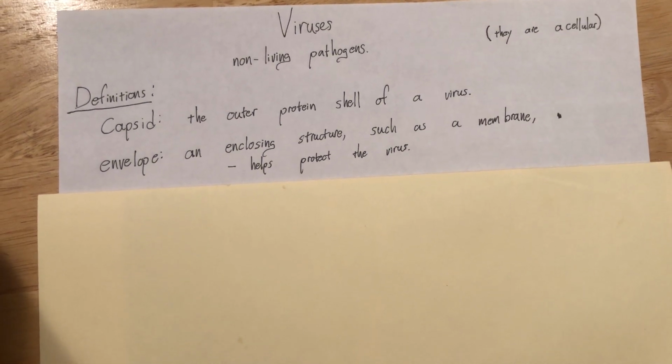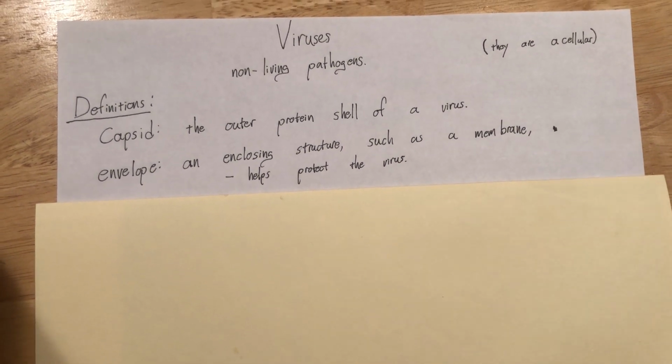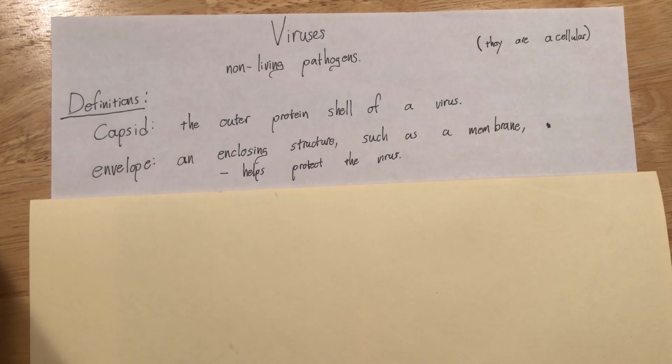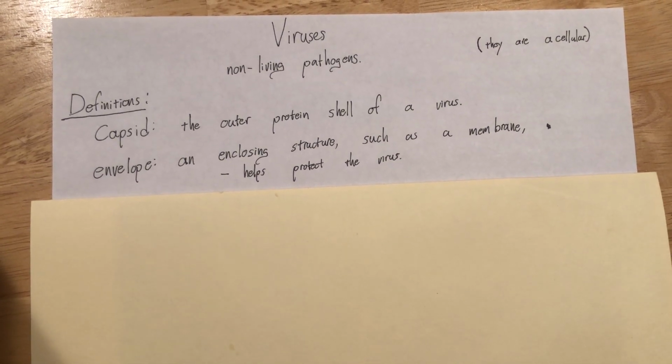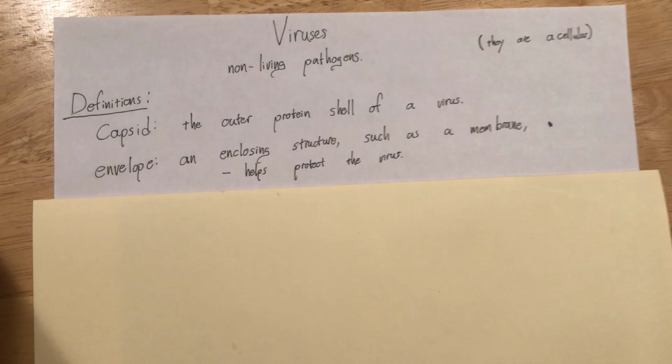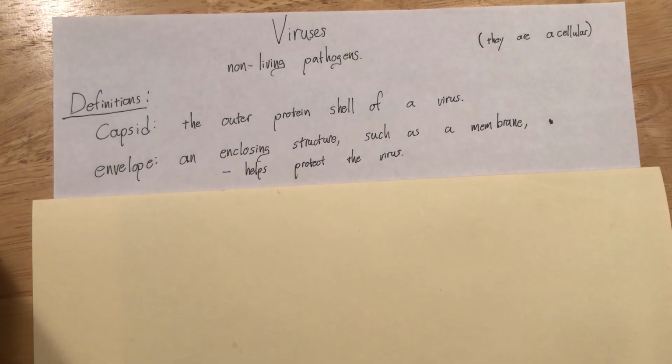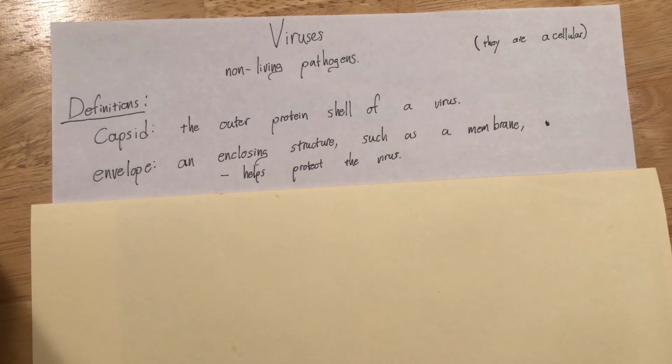The envelope is usually formed by the virus sort of taking with it some of the cell membrane of the host cell when it bursts, during that part of the viral life cycle.